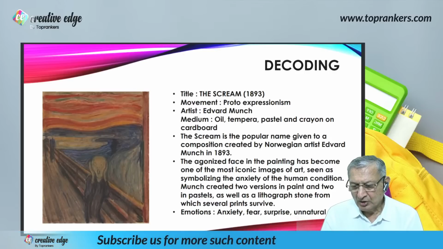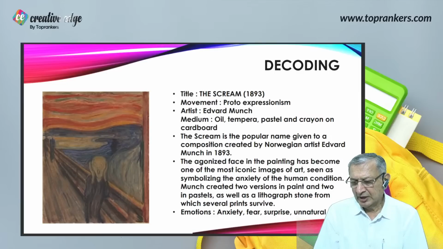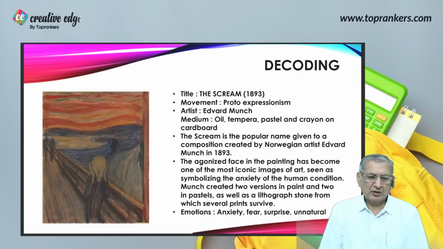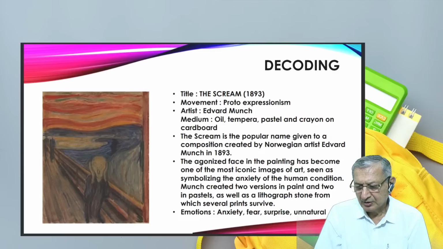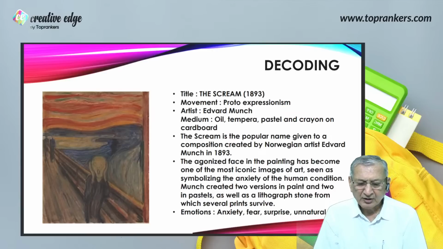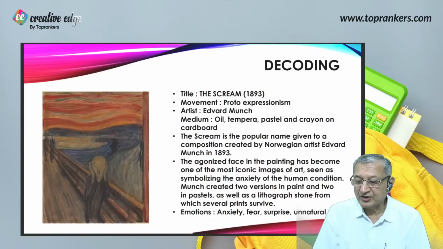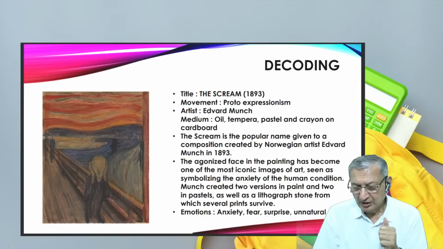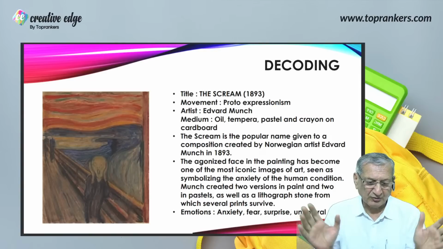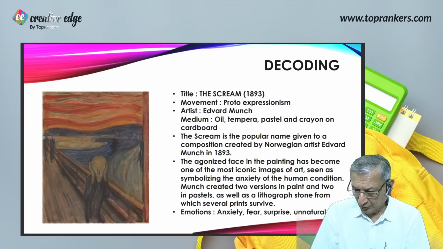Litho means stone, graphics with the help of a stone, and that used to be a popular type of printing process in the eras of 1880s, 1890s till about 1940s. Although lithography is still done in India, at Ahmedabad, at Bangalore, at Chennai, and that is just to survive the orthodox methods. Emotions with this painting are anxiety, fear, surprise, and unnatural.